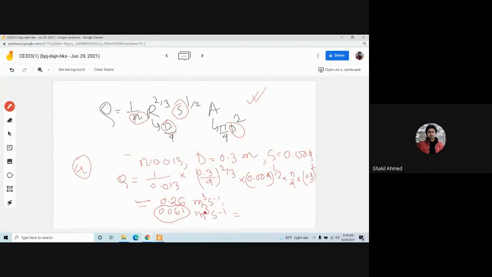So you can calculate the velocity. V equals Q by area, where area equals this, right? Tell me the value, please. 0.061 divided by this area. Area equals pi by 4 d square, with d equal to 0.3. Tell me the value, please. 0.848.